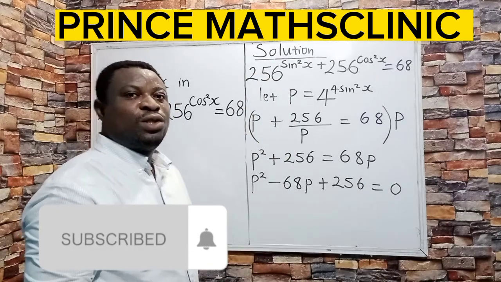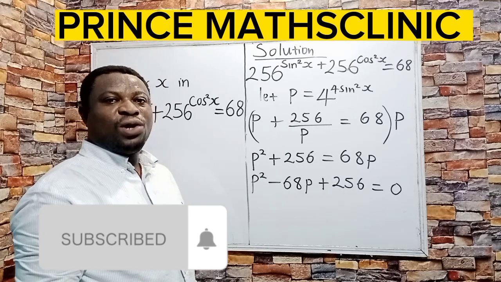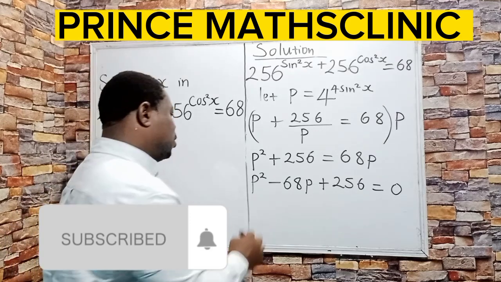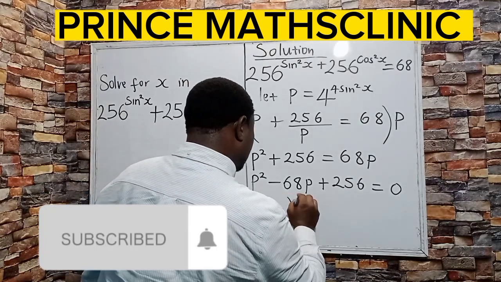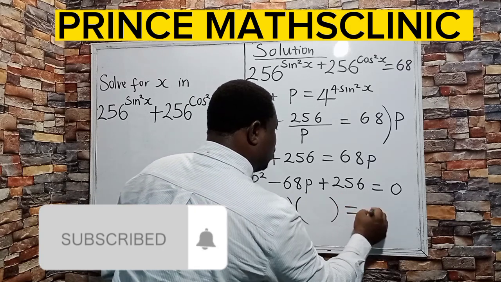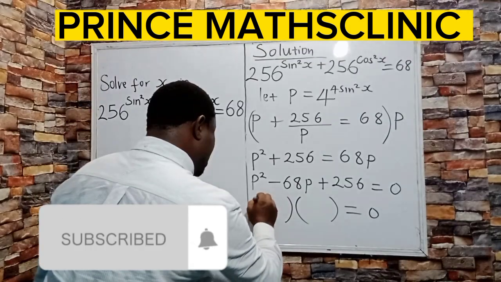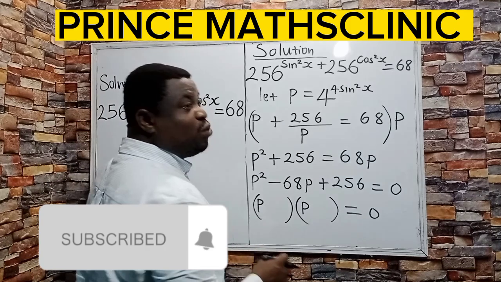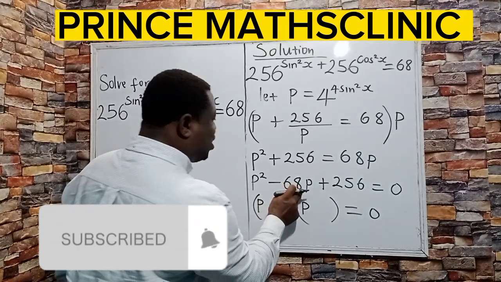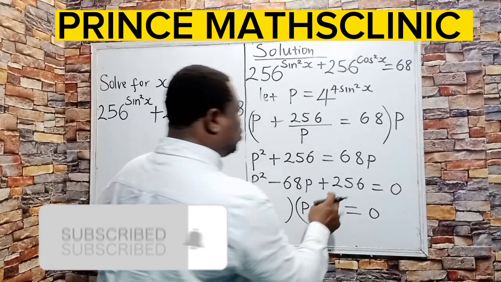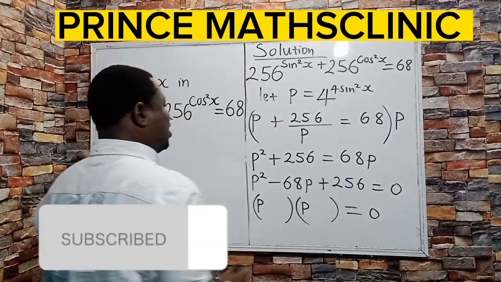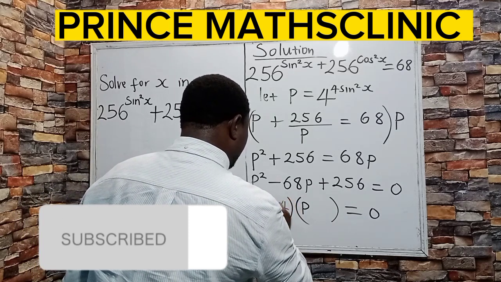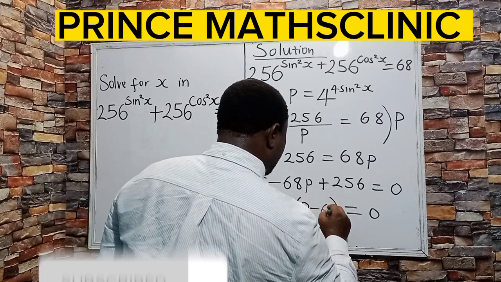Remember, I've taught on this same channel how you can factorize a quadratic equation in just a single step. So open two brackets equal to 0. Then put a p here, put a p here. We are going to look for two numbers that when we add them, we get negative 68, and when we multiply them, we get positive 256. Those numbers are just minus 4 and minus 64.